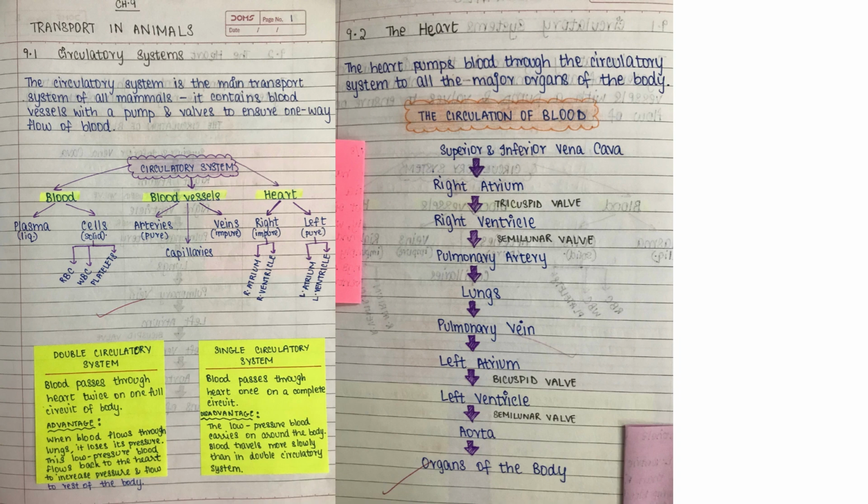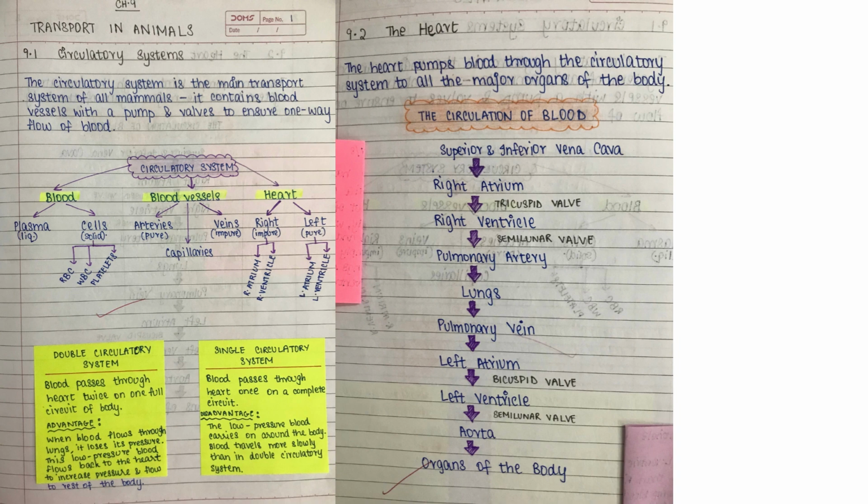So moving on to the pathway, or the circulation, of blood through the heart. So first, from the superior and inferior vena cava, blood flows into the heart and into the right atrium. Then it flows into the right ventricle through the tricuspid valve. From the right ventricle, it goes through the pulmonary artery into the lungs, where it becomes oxygenated, and then it returns through the pulmonary vein into the left atrium. From the left atrium through the bicuspid valve, it goes into the left ventricle, and from the left ventricle it goes into the aorta and then to the rest of the body.